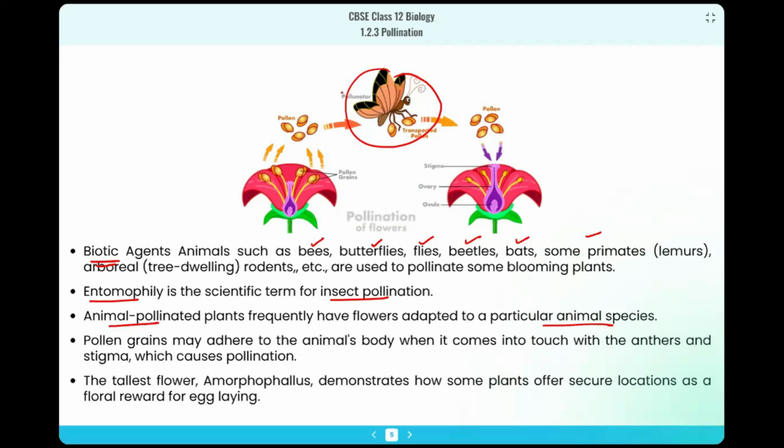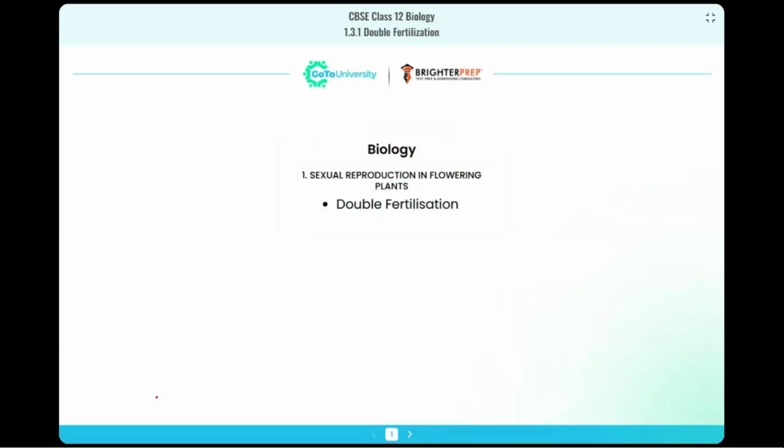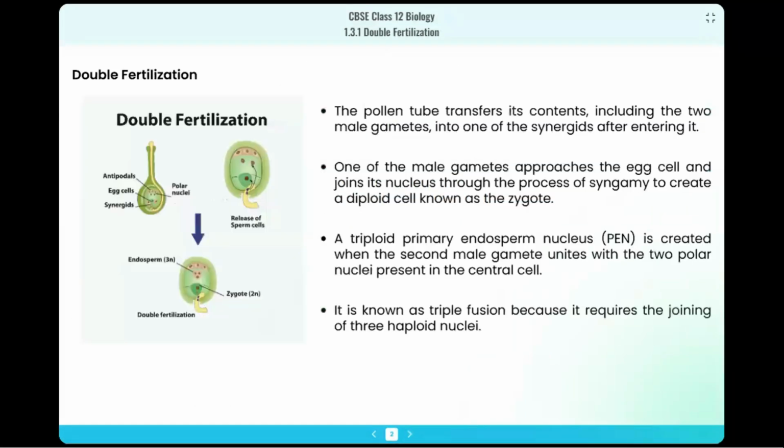So what happens is that the animal which is in contact with the flower's anther will carry the pollen grains to another flower and will transfer these pollen grains to the stigma of another flower. So the tallest flower, that is Amorphophallus, demonstrates how some plants offer secure locations as a floral reward for egg laying. Now, moving to double fertilization.